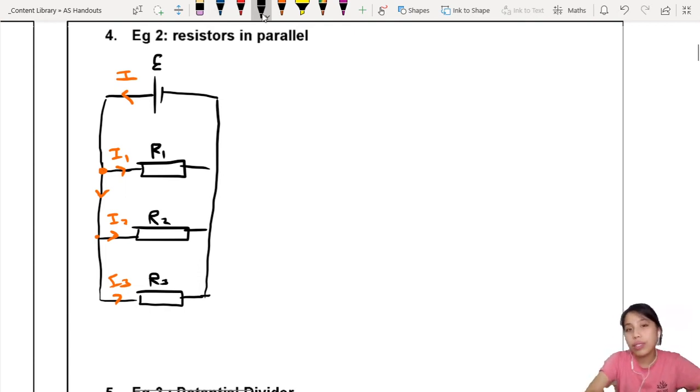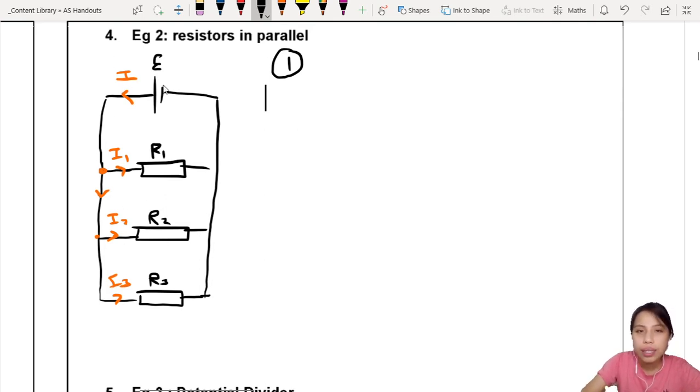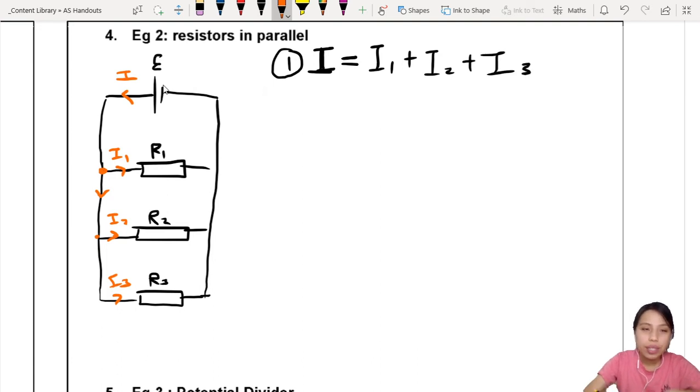So we're going to do something very similar to what we did just now. First step. I want you to think of the current. How does I1 and I2 and I3 relate? How does all this orange color I relate? Are they all the same? No. Actually they split. I, the original one, is actually all of them added together. So you can write I equals I1 plus I2 plus I3, because I split into I1 plus I2 plus I3.